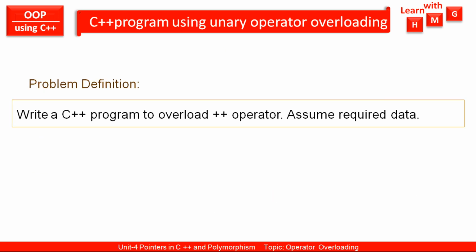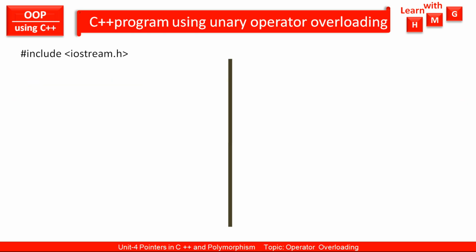Now let us understand with the help of an actual C++ program how to overload the unary operator. In this program we are going to write a C++ program to overload the ++, that is the increment operator, and for that we have to assume some required data. First of all, include the header file iostream.h. Let us have a class named set. In the private section the data members are two integers, let us say no1 and no2, and the ++ operator will operate on these two data members no1 and no2.